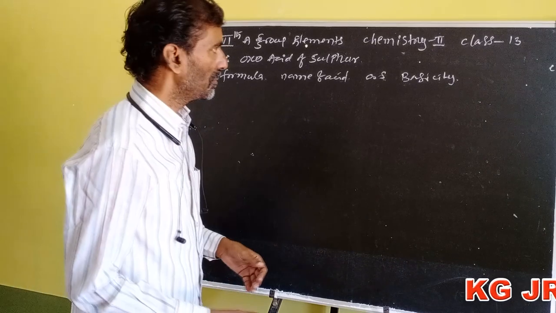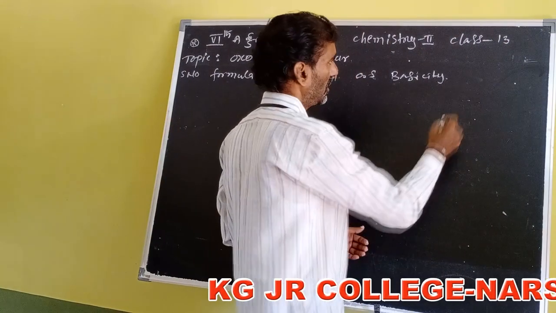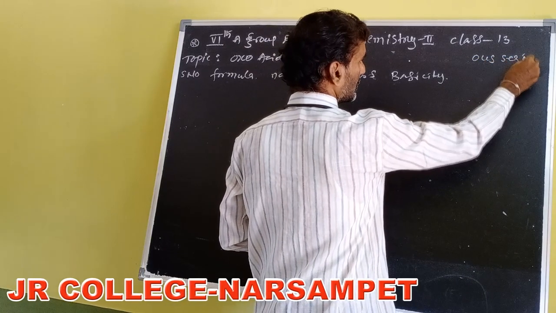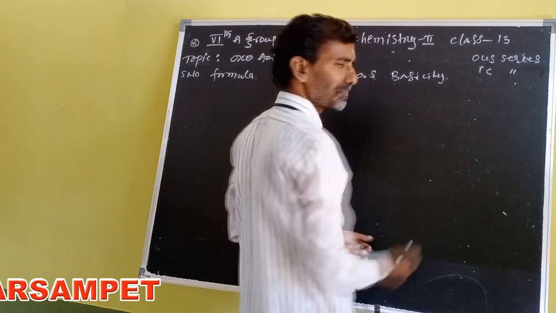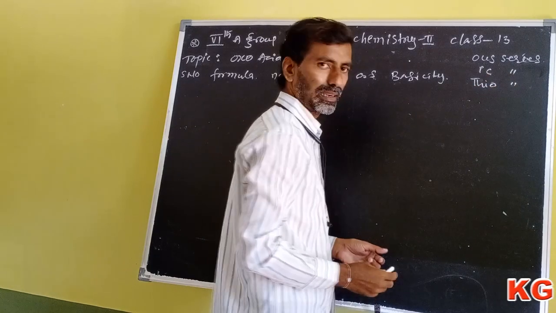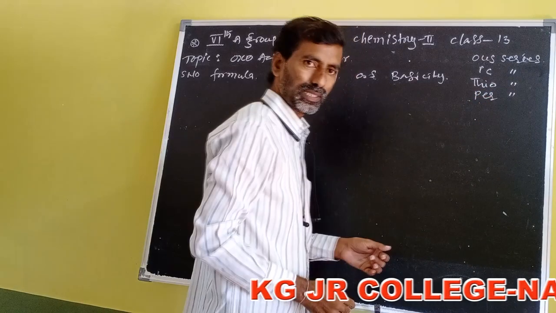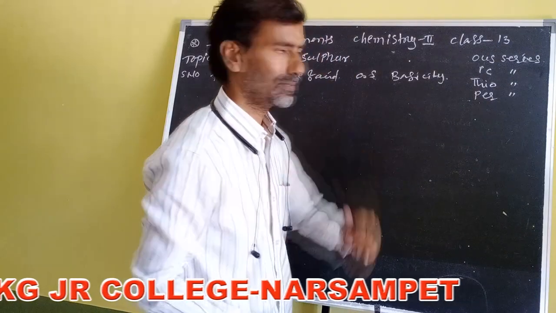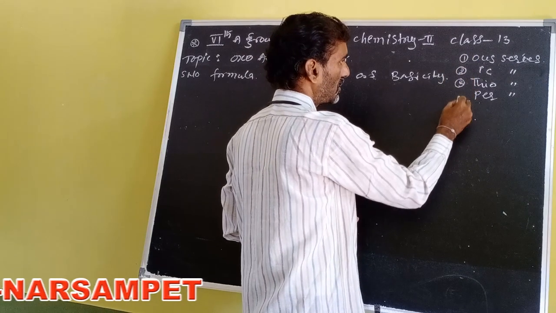Sulfur forms many oxo acids, but four series of acids are most important. First of all, the ous acid series, next one is the ic series, next one the thio series, and last one the peroxy or per series of acids. So let us discuss one by one.